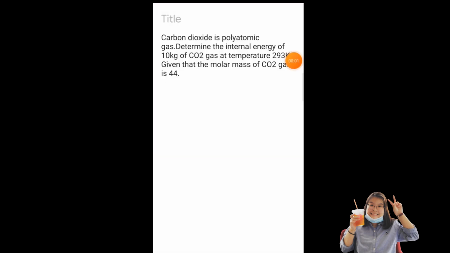Okay, here now is question 2. Carbon dioxide is a polyatomic gas, meaning that carbon dioxide, CO2, has more than 2 atoms. Determine the internal energy of 10 kg of carbon dioxide gas at a temperature of 293 Kelvin. Given that the molar mass of carbon dioxide gas is 44. First, we need to take out the information that is given.